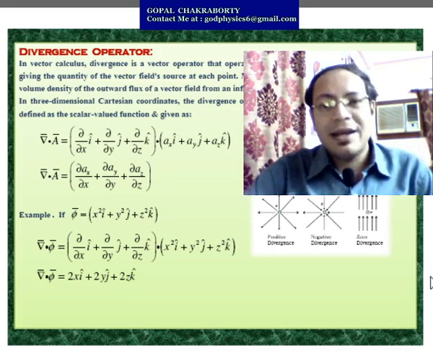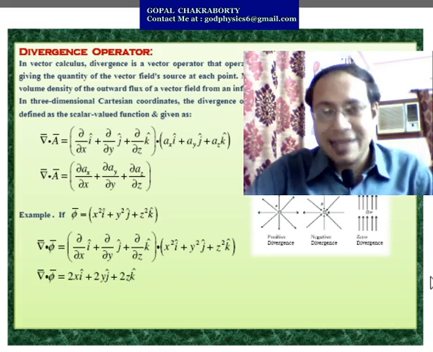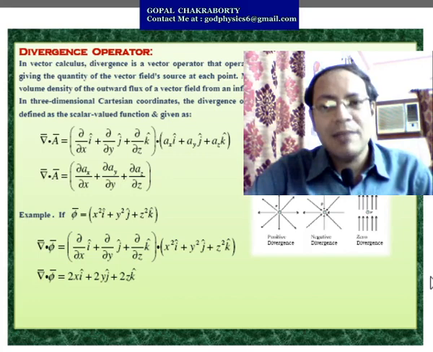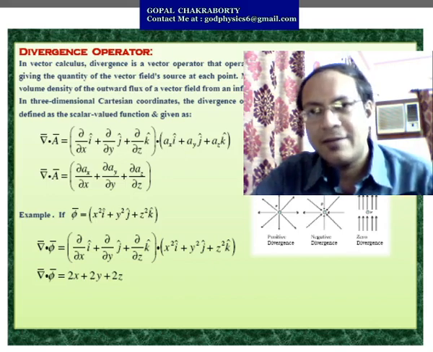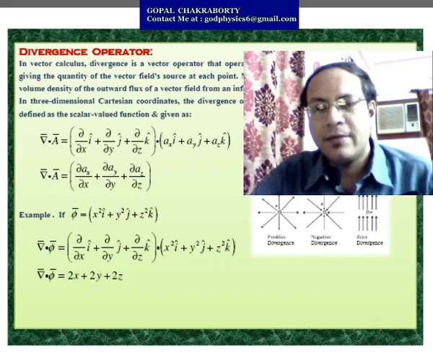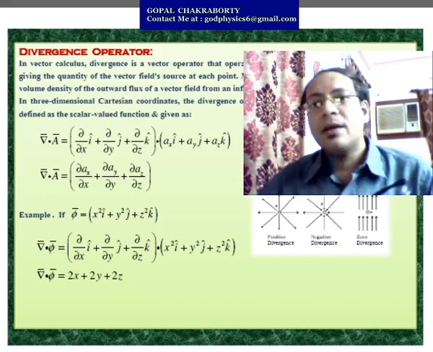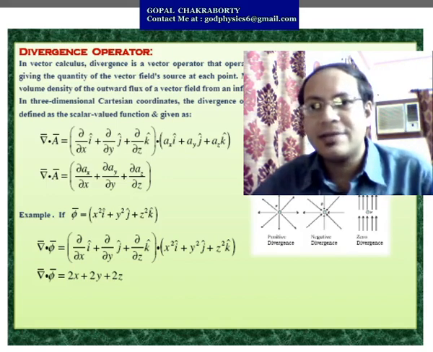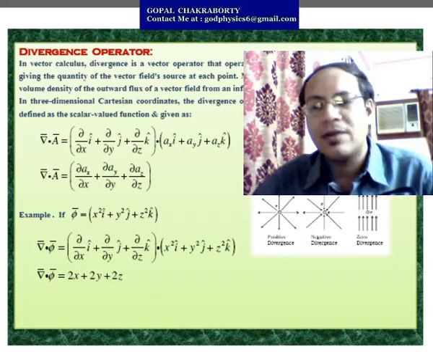So now the dot product makes it a scalar: 2x plus 2y plus 2z only. So here you can say, the vector differential operator, when it operates over some vector quantity with a dot product, gives the result as a scalar one, so that operator will be called the divergence operator.